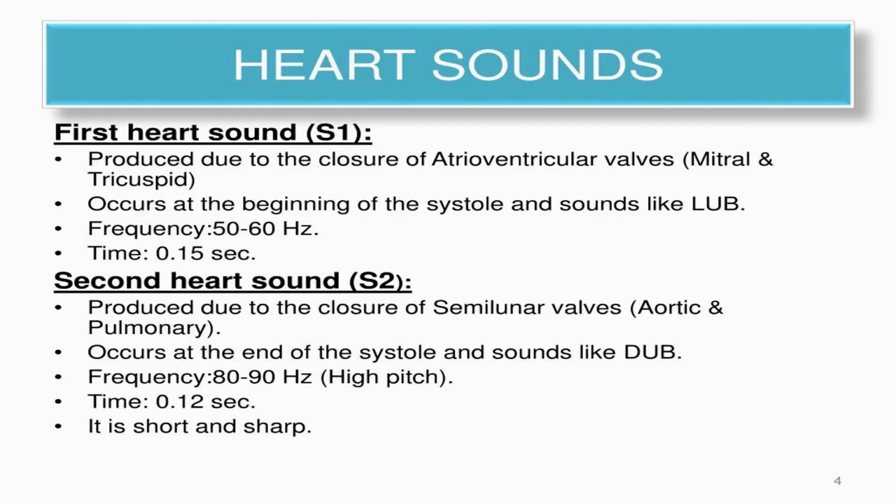Next we have the difference between the first heart sound and the second heart sound. As I already said, the first heart sound is produced due to the closure of AV valve, whereas the second heart sound is produced due to the closure of semilunar valve. This is the most important difference between these two. Next, the first occurs at the beginning of systole, whereas the second occurs at the end of systole, right? The frequency is 50 to 60 hertz, whereas the second's frequency is 80 to 90. See the time gap, it's 0.15 second, whereas that of the second one is 0.12 second. Clear?